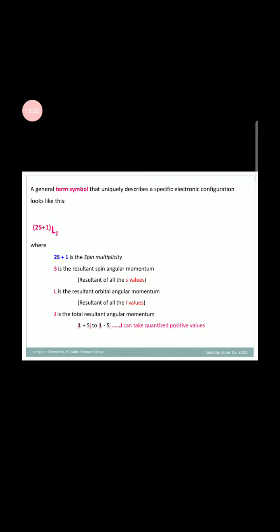Here is the formula 2S plus 1 L_J, where 2S plus 1 is the spin multiplicity, S is the resultant spin angular momentum, the resultant of all the S values, L is the resultant orbital angular momentum, the resultant of all the L values, and J is the total resultant angular momentum, L plus S to L minus S. J can take quantized positive values.